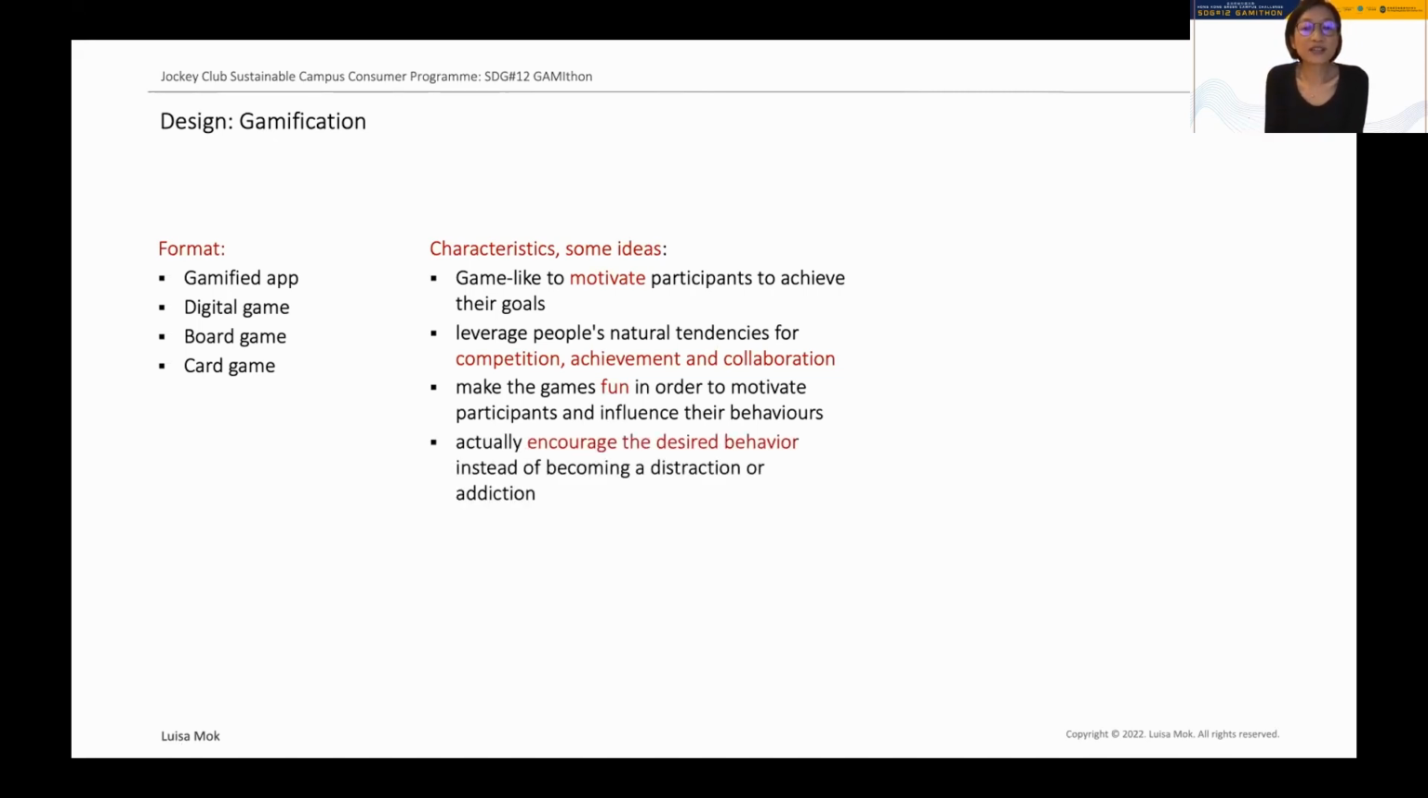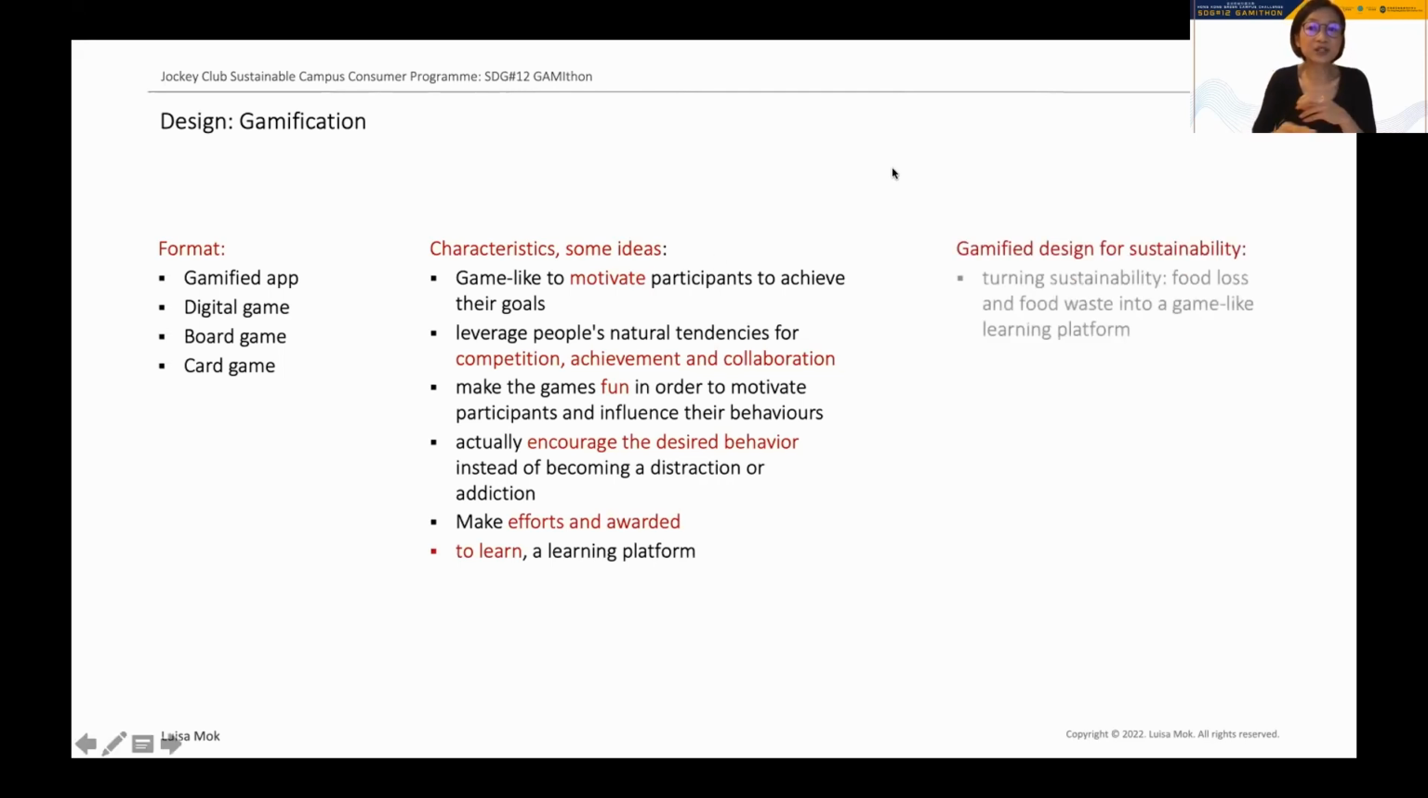And also the main aim is to encourage desired behavior, avoiding getting them addicted to it or distracted, but encouraging through the games the desired behavior, for sustainability in our topic. They also need to put in effort and then they will get awards, so it is very game-like. And also to learn, so it is like a learning platform. In a word, gamified design for sustainability means turning sustainability into a game-like learning platform. So I think this is what you are going to do after some lectures.